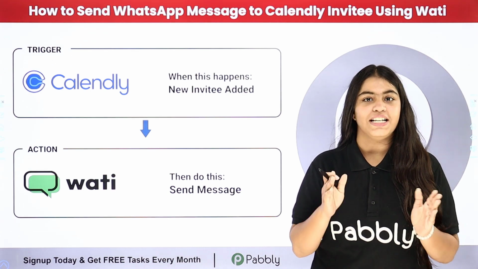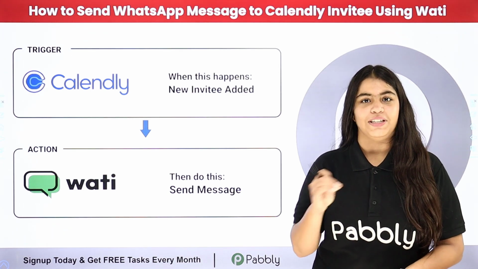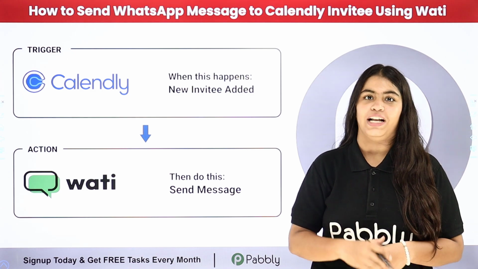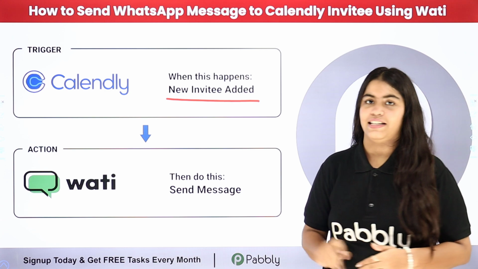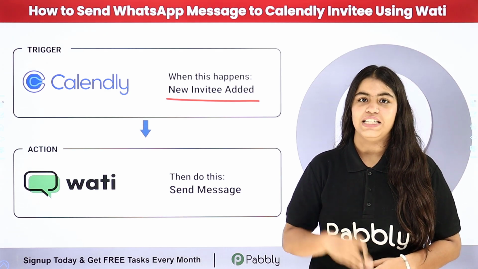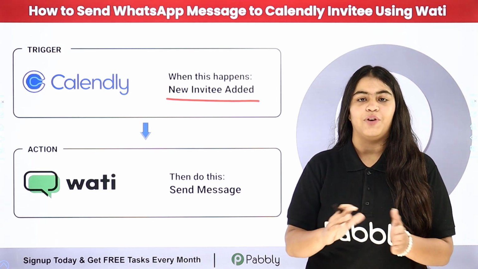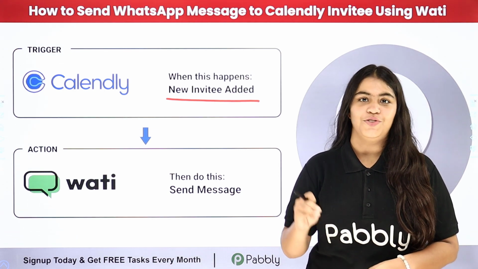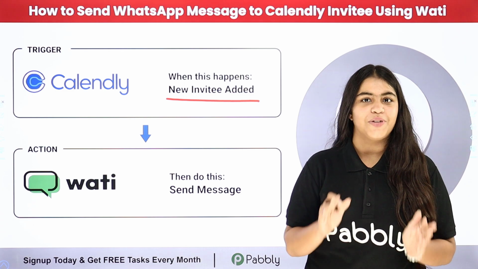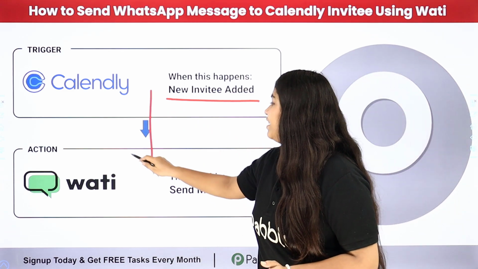So over here I'm running a sports training center, and for that we are running training sessions on our Calendly. So what I want is that as soon as a new invitee is added in my Calendly, automatically with the help of the same details, an automated WhatsApp message should be sent to my invitee so that we can reduce the no-shows. So to do this, we are going to create a connection between Calendly and Wati.